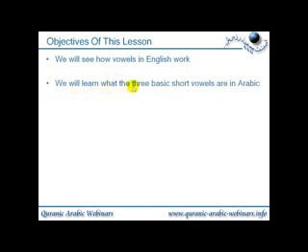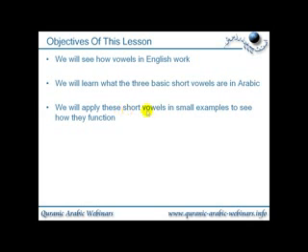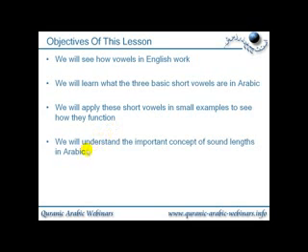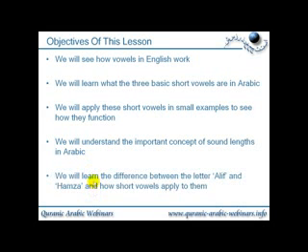We will learn what the three basic short vowels are in Arabic. We will apply these short vowels in small examples to see how they function. And we will understand the important concept of sound lengths in Arabic. We will learn the difference between the letter alif and hamza and how short vowels apply to them.